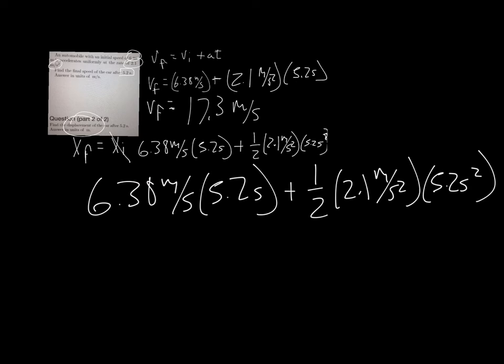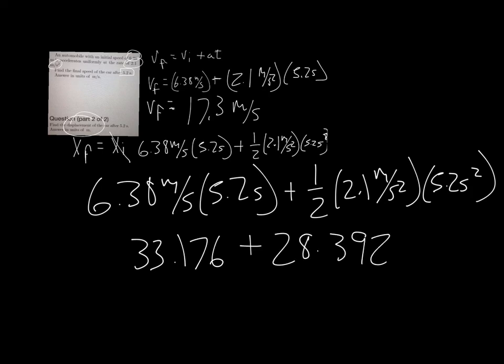It should look like this. When you reduce those or bring those down, 6.38 times 5.2 gives you 33.176, and then you add in 0.5 times 2.1 times 5.2 squared, and you get 28.392. That means that our final answer for the displacement would be equal to 61.568 meters.